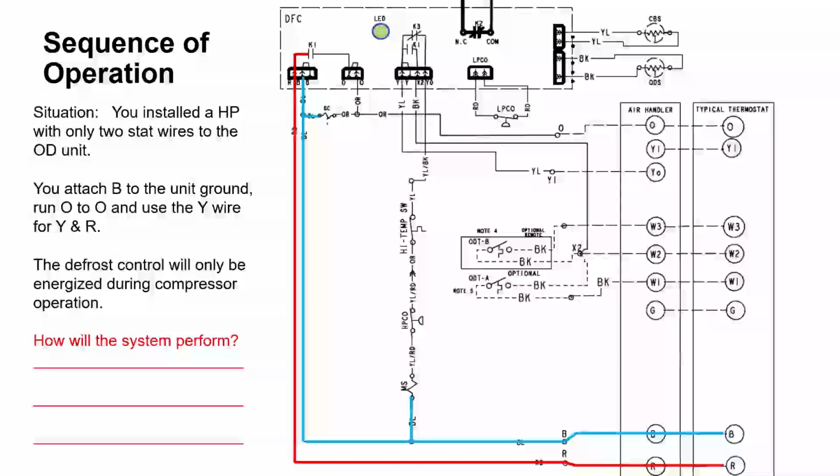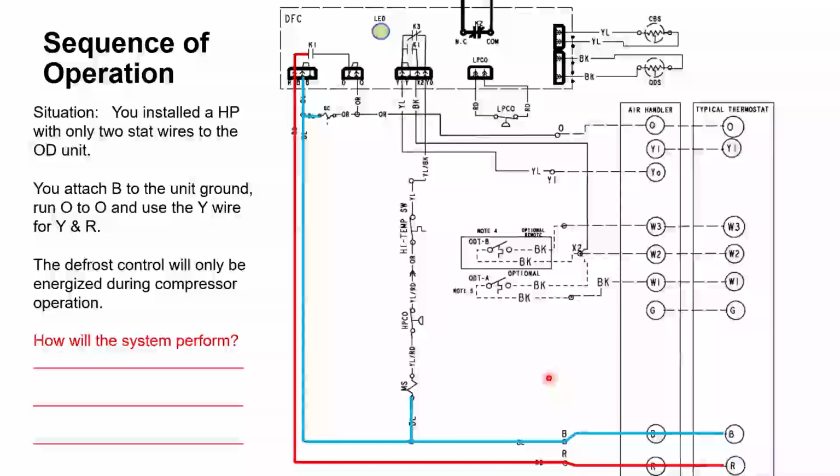All right. So having said all of that, if you install the heat pump with only 2 stat wires, you attach B to ground on the unit, run O to O, and you use the Y wire for Y and R to give that board 24 volts.